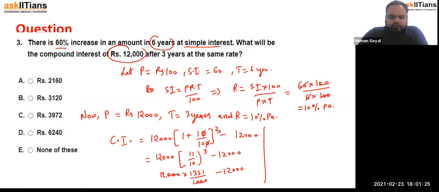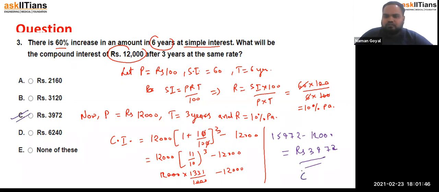So it becomes into 12, right? So it will be 15972 minus 12000, right? So if you solve this, you will get rupees 3972. How much did you get? 3972. So this is your answer. Option C is correct. Okay.